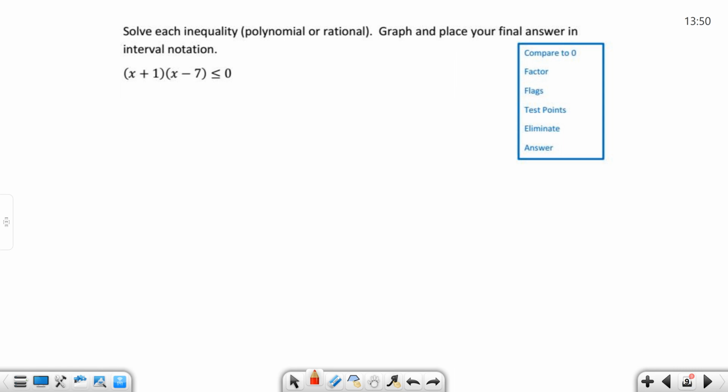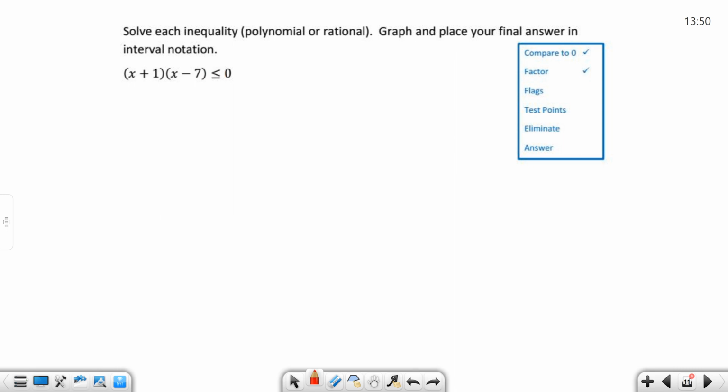So if we look at this, is it compared to zero? Yep, that's done. Now, I need to figure out if I'm talking about positives or negatives, but let's see what all's done for me so far. I need to factor it, and guess what? That is also done. So I have those two things checked off over here. All right, but before I move on, this thing says x plus 1 times x minus 7, and this says less than or equal to.